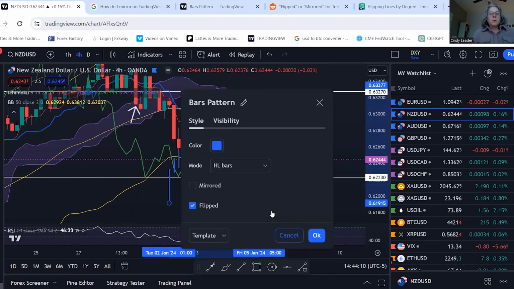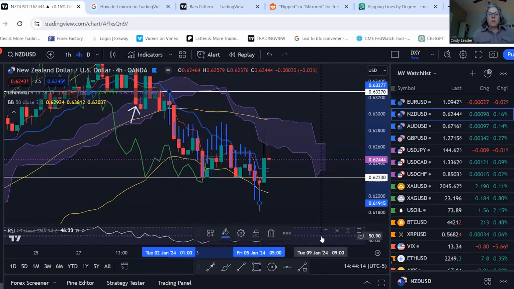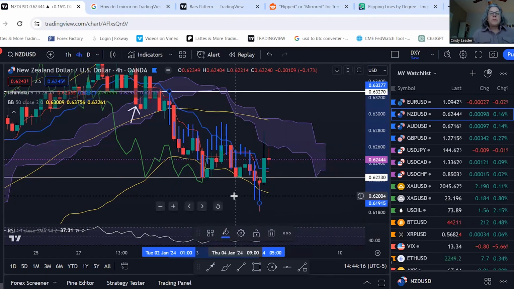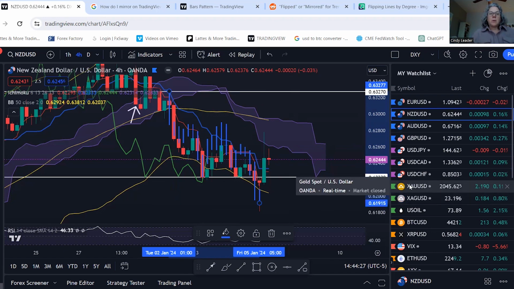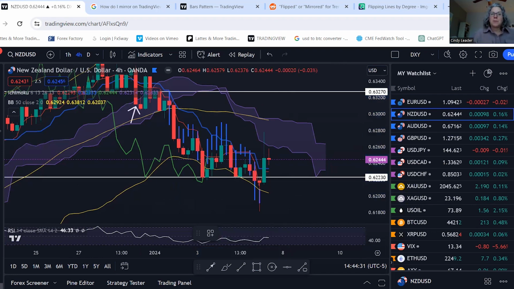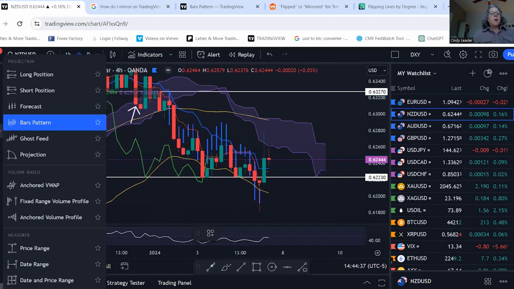What else do I want to show you? Let's go back to mirror. And you can see it's just going to do the opposite of where those candles were. But let's go back to gold. Was it gold? Oh, I was just showing you. So I got distracted by those tractors out there. Yeah, so you're going to grab it. It's the fourth one down, bars pattern. This was kind of cool.